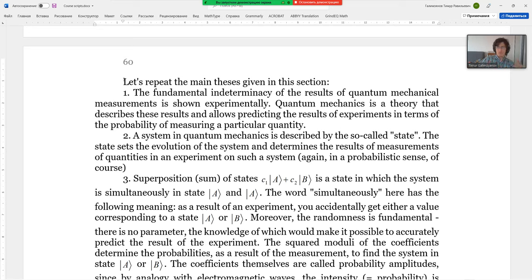And in real experiments, you measure the probability, even working with single photon experiments, you work with millions or thousands of these photons that go through the instruments one by one, and then you just calculate the probability or the ratio of particles going up or down, either this way or another way. So the next point is that the system in quantum mechanics is described by a so-called state, and the evolution of this state is determined by the Schrödinger equation.